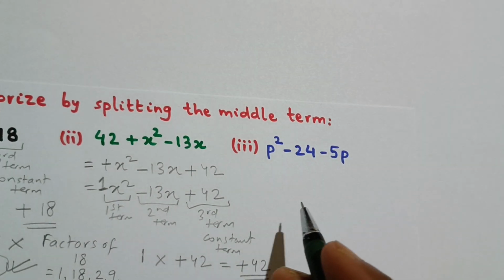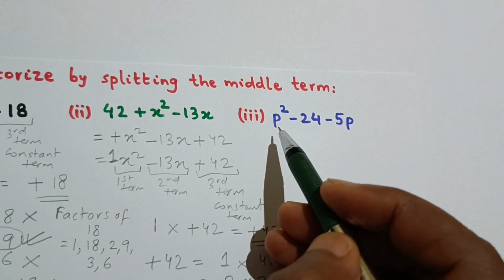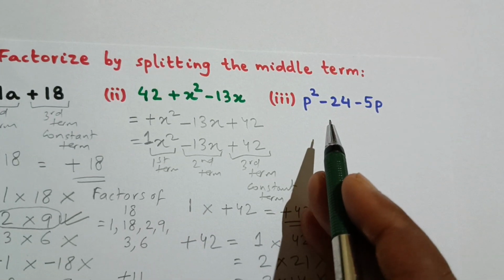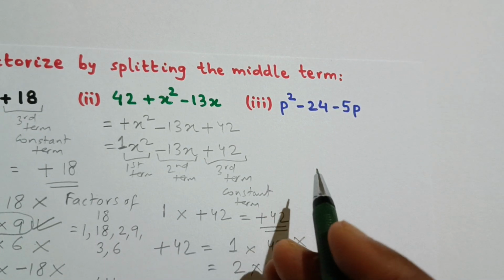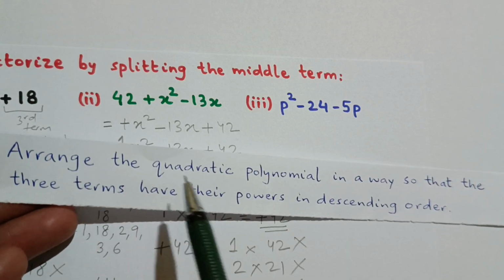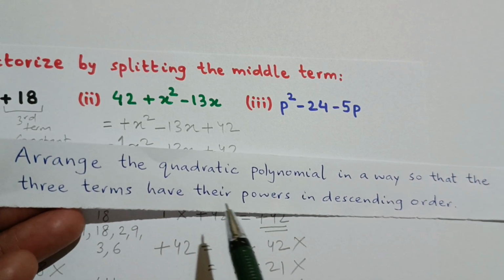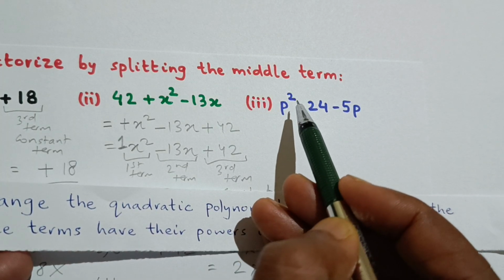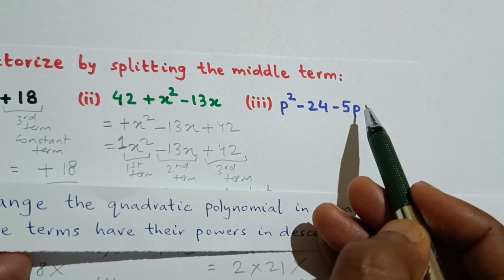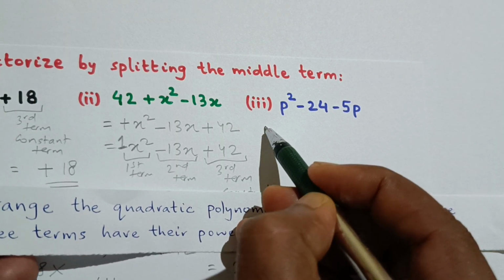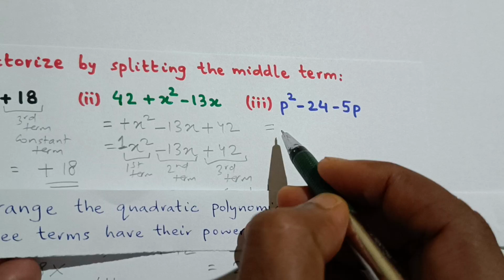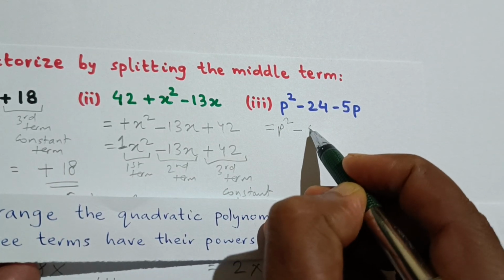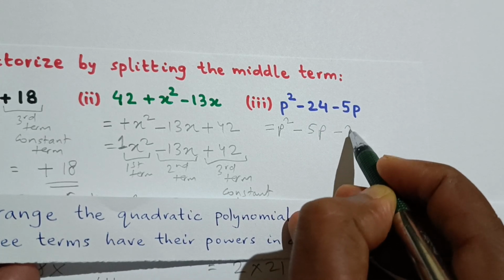Now let us do question number 3. So we have been given the quadratic polynomial in P, and we have to factorize this by splitting the middle term. First we have to remember the rule. The rule is: arrange the quadratic polynomial in a way so that the three terms have their powers in descending order. This is not in descending order, because here the power of P is 2, here the power of P is 0, here the power of P is 1. So let us arrange it in descending order of the powers. P square, then this minus 5P, and then this minus 24.